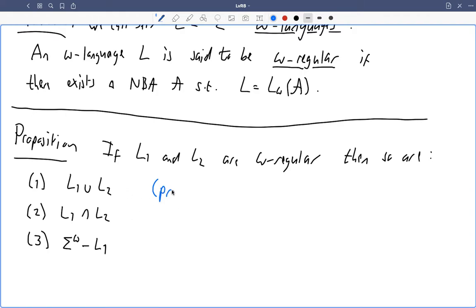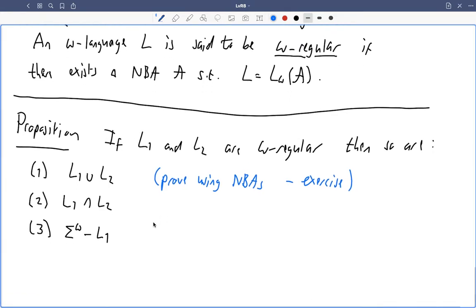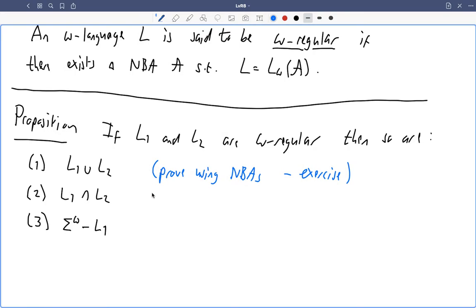So this one you prove using NBAs. So it's an exercise. The idea is you've got an NBA that recognizes L1 and you've got an NBA that recognizes L2, and you need to construct one that recognizes L1 union L2, the union of the two languages. So exactly the omega words that are in either one of the languages. This one, the intersection, you need to recognize the omega words that are in both languages.